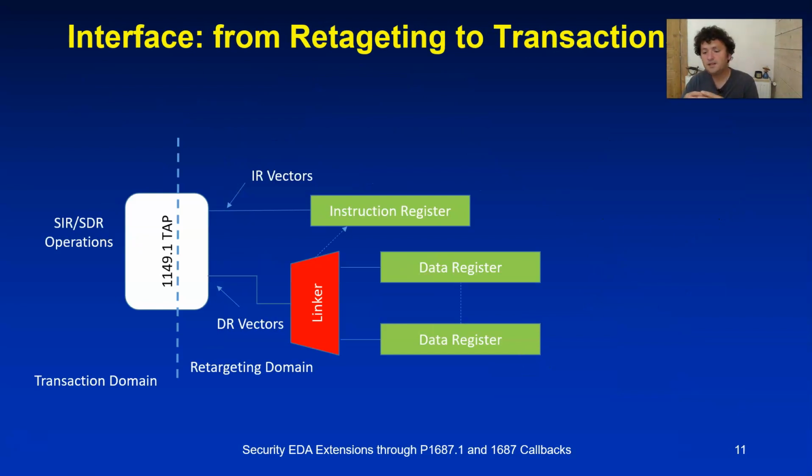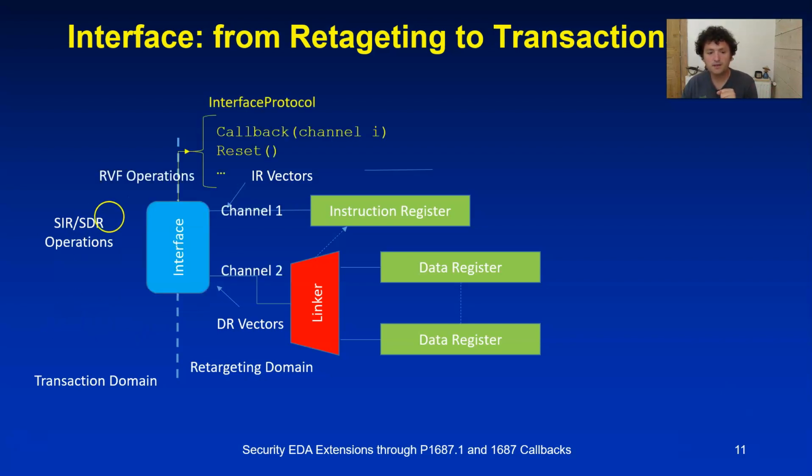The interface is the new addition of P1687.1. So basically it's what allows you to go from the retargeting domain, where you're going from a basic 1687 register to the whole chain, to the transaction domain, where you will have some operations. In the case of a 1149.1 TAP, you might have several operations like the scan instruction register or the scan data register. In abstraction, this means that you will have some values, some retargeted vectors that are coming to one or more channels in your interface, and you will need to transform them to different types of operations.